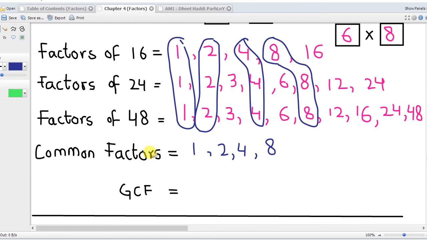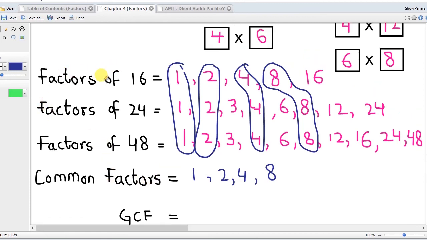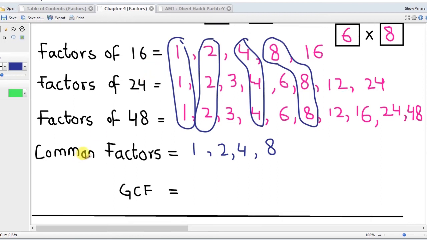Now these are the factors for individual numbers, and from among these three numbers we are getting the common factors, which are 1, 2, 4, 8. Now what is the highest or greatest number among these numbers? So the greatest common factor will become 8. So this will be our final answer.